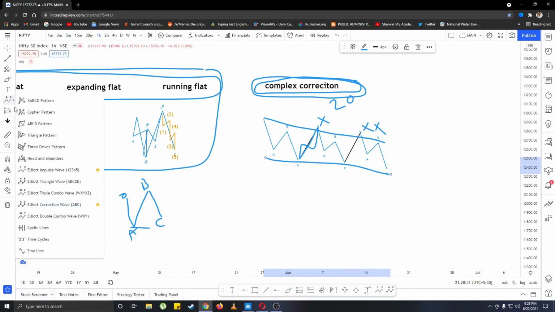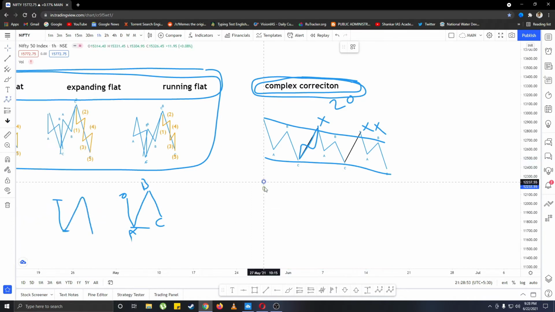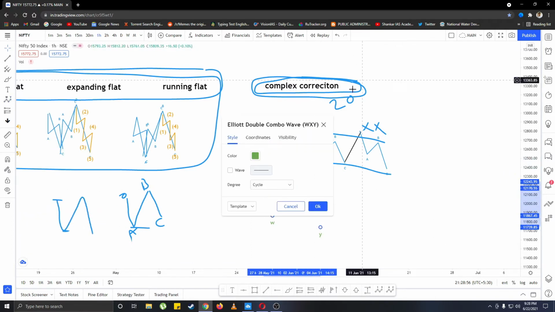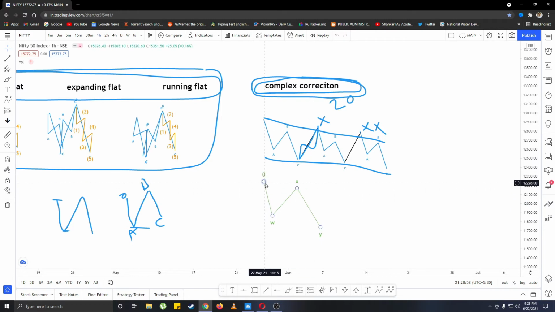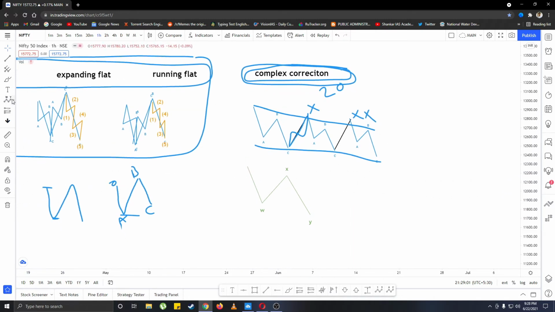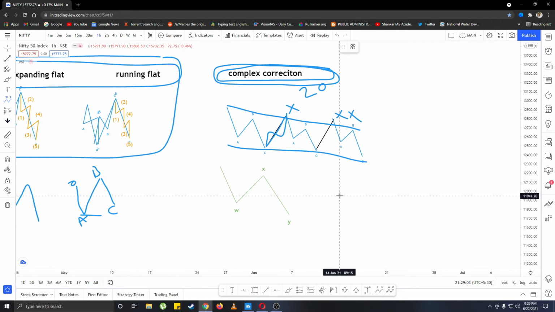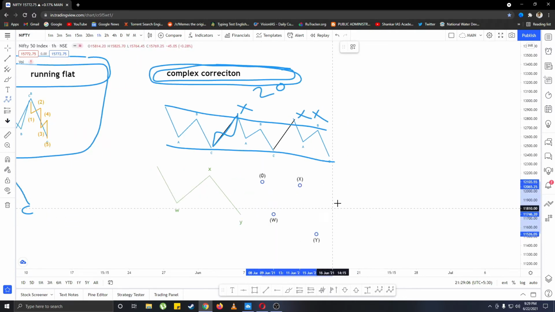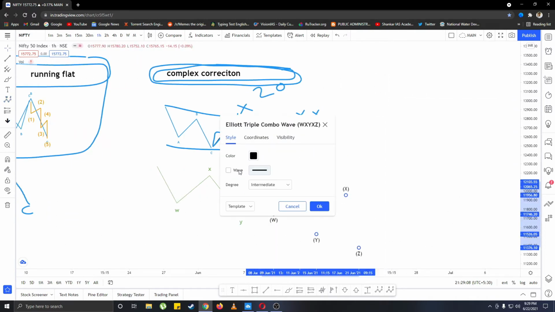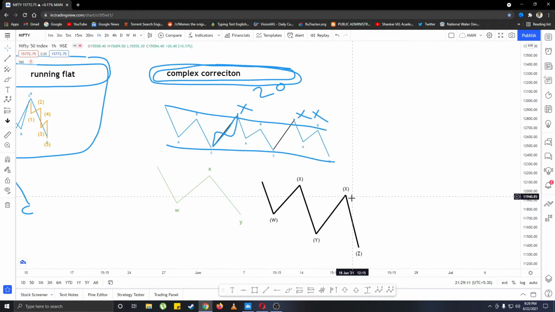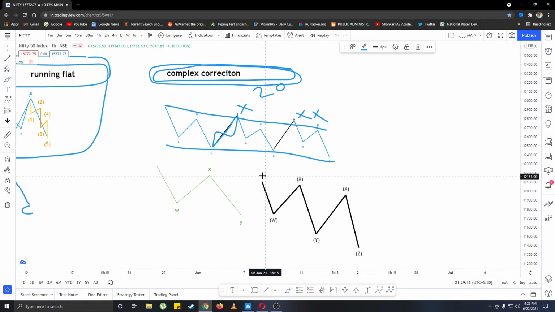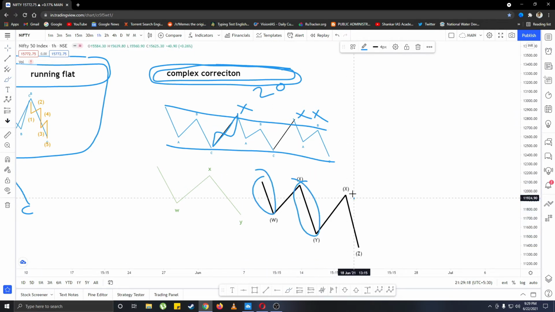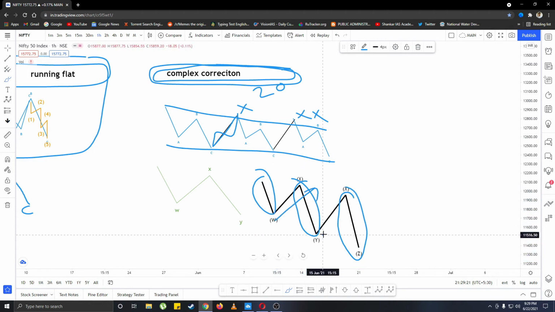The complex correction is labeled by a W, an X, and a Y. And if we have 2 complex corrections, then it is labeled by a W, X, Y, and a Z. This is a double complex correction, which includes 3 corrections. First correction here, second correction here, and third correction here, joined by 2 X waves, which are also called link waves. I hope this is clear.